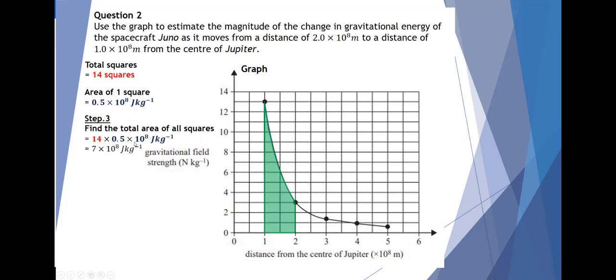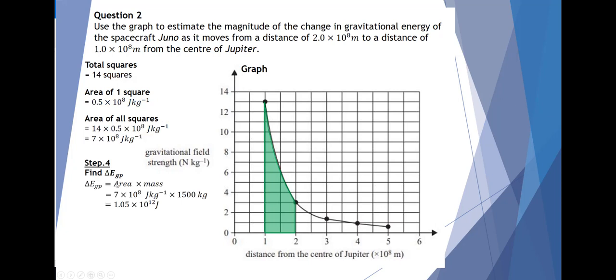And we know, of course, 14 squares by that amount. 14 by 0.5 by 10 to the 8 gives me a total of 7 by 10 to the 8 joules for every kilogram of matter the satellite has. So the final step is to multiply 7 by 10 to the 8 by indeed the mass of the satellite, which is 1500. Gives a total answer of 1.05 by 10 to the 12 joules.